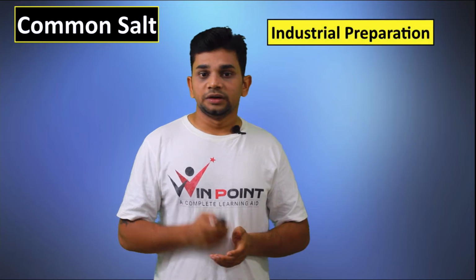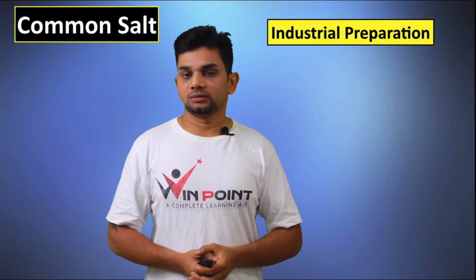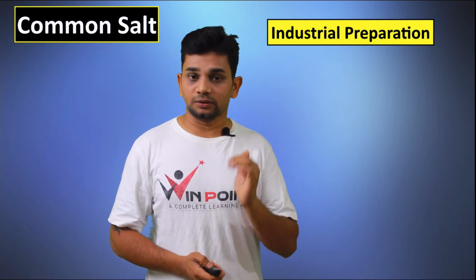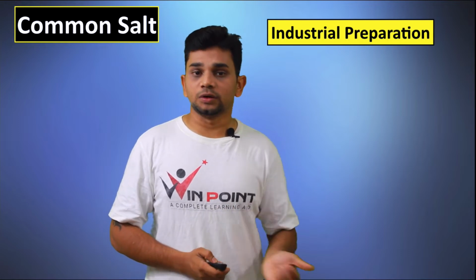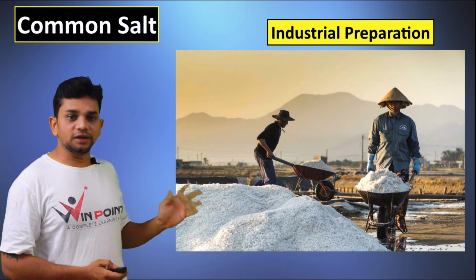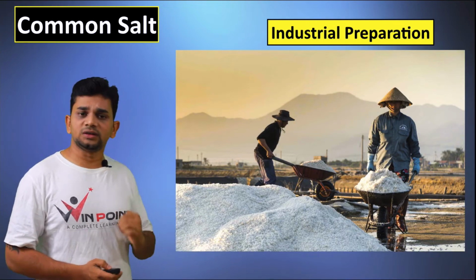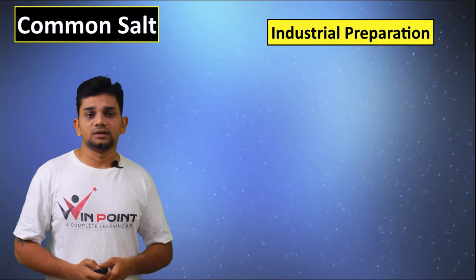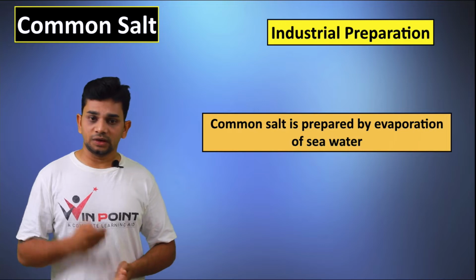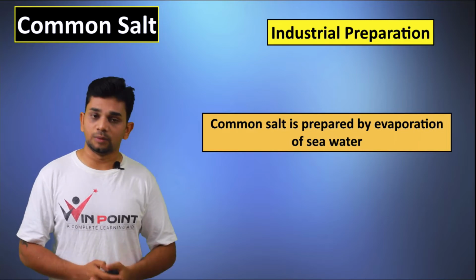Common salt. Industrial preparation. How we can make common salt industrially? We are using salt water. We are using sea water to make common salt industrially. Here you can see the picture. In this picture, they are making salt from the sea water. The method is evaporation. Common salt is prepared by evaporation of seawater. We are evaporating seawater, then we will get common salt.